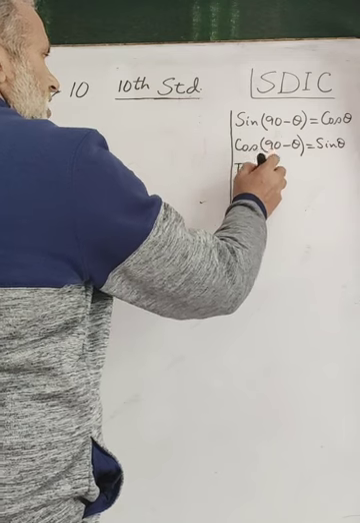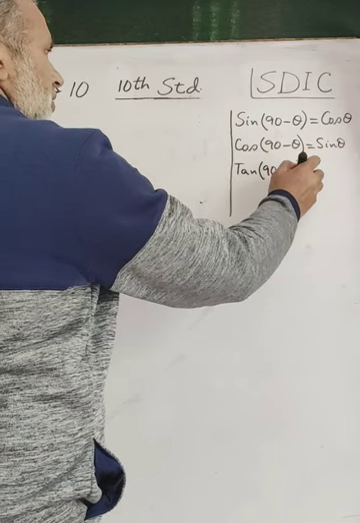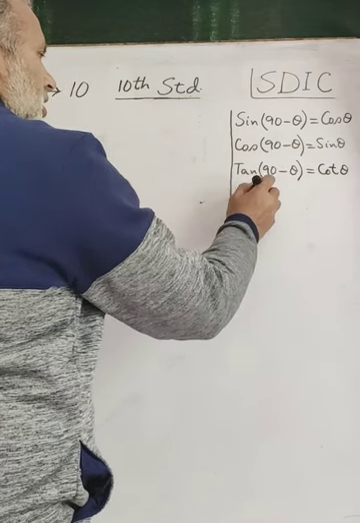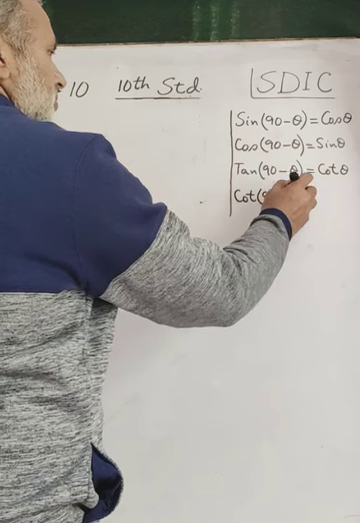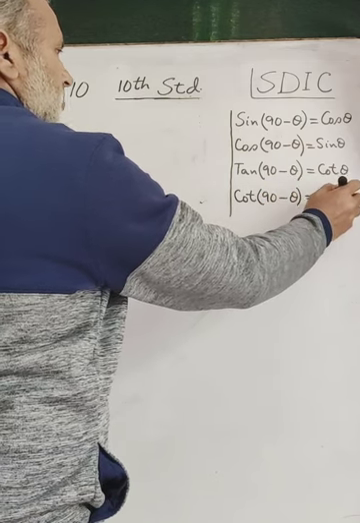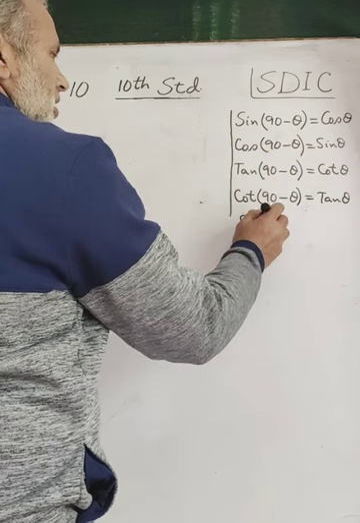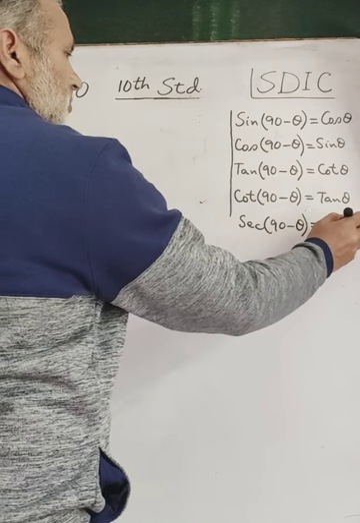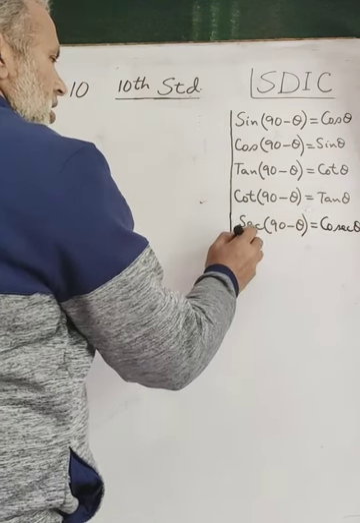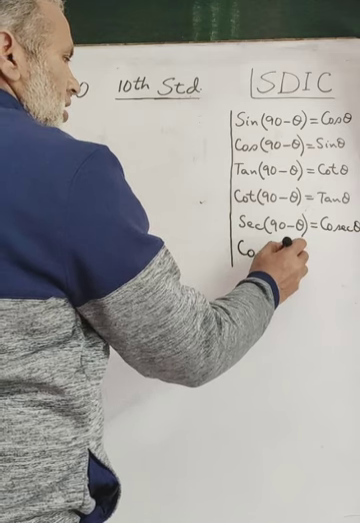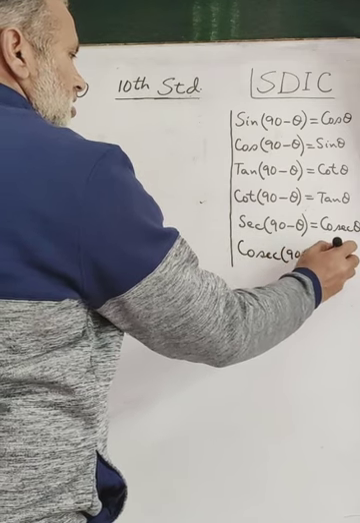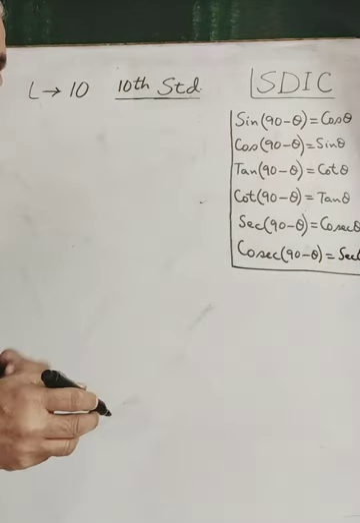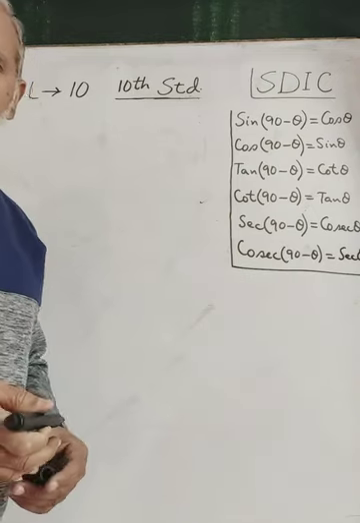Another, tan 90 minus theta is equal to cot theta. Then cot 90 minus theta is equal to tan theta. Sec 90 minus theta is equal to cosec theta. And the last one, cosec 90 minus theta is equal to sec theta. These are the 6 relations. We'll be applying these today in the questions.